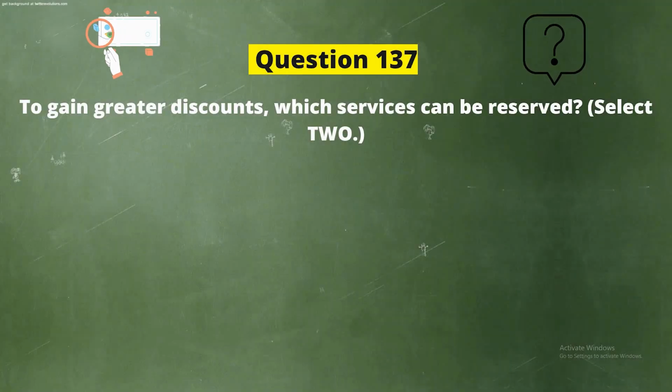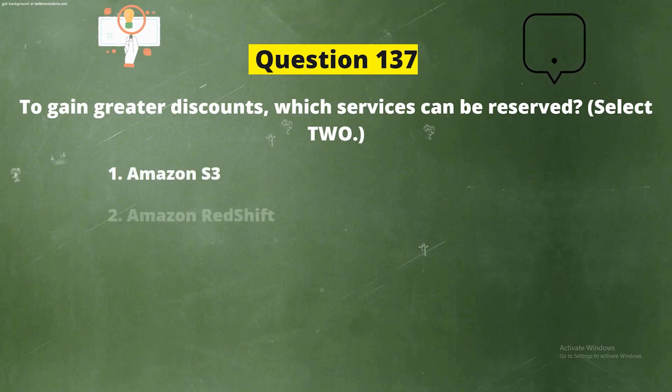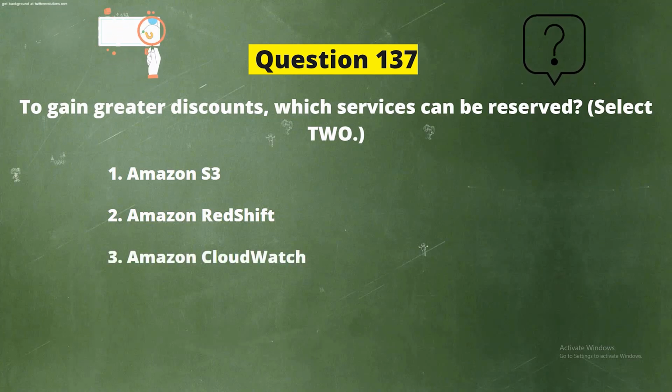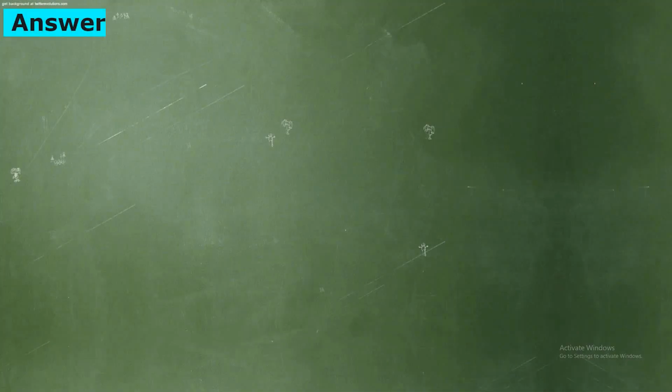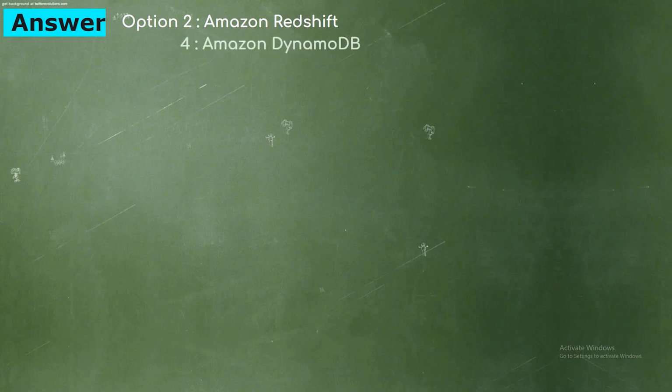Next question. To gain greater discounts, which services can be reserved? Select 2. And the options are: Option 1. Amazon S3. Option 2. Amazon Redshift. Option 3. Amazon CloudWatch. Option 4. Amazon DynamoDB. Option 5. AWS Lambda. And the correct answers are: Option 2. Amazon Redshift. And Option 4.